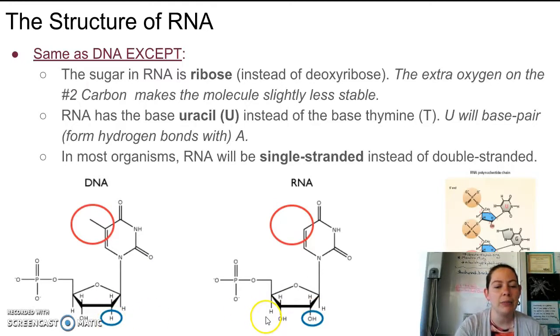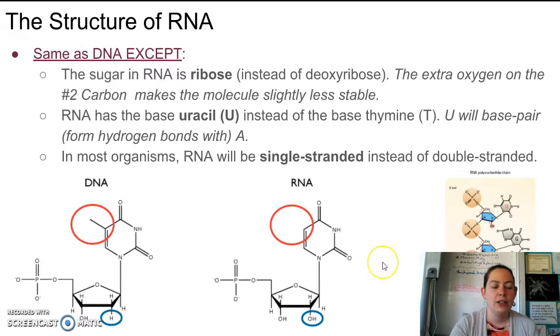So it doesn't seem like a very big difference, but that extra oxygen on this number 2 carbon here actually makes the molecule less stable. And so that's why RNA isn't normally the thing that organisms use to keep their instructions for their genes. We use DNA because it's more stable. And then RNA is just kind of used to make temporary copies.